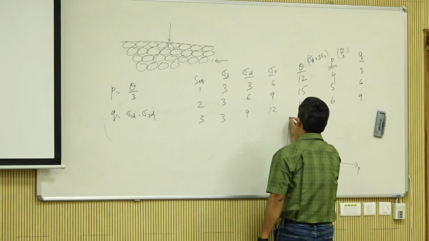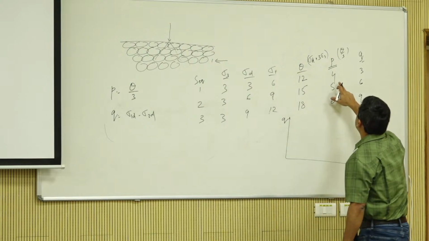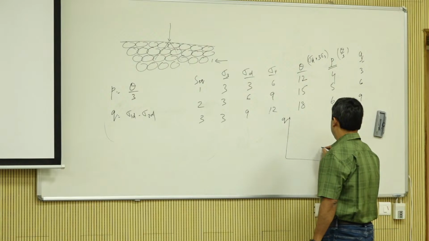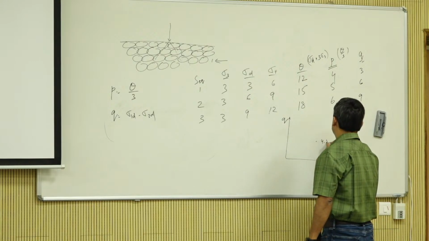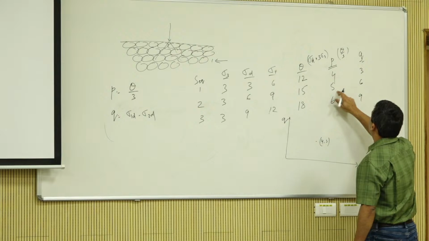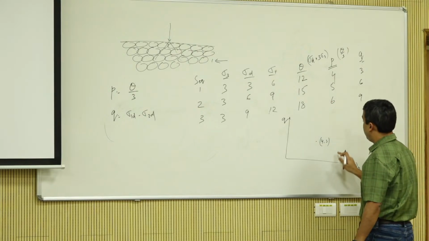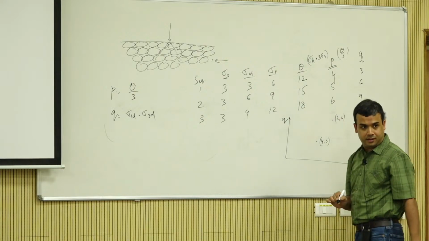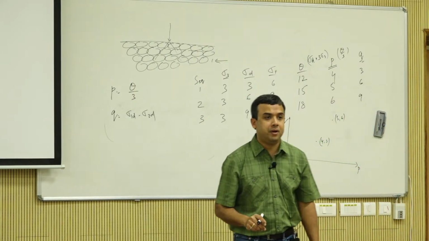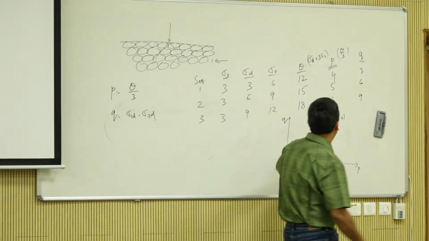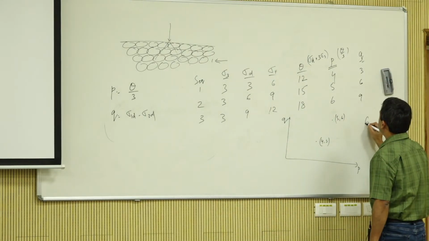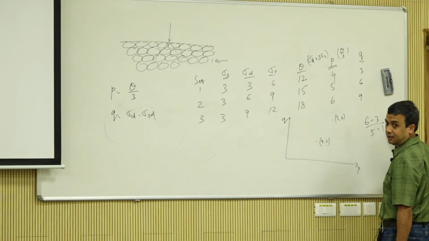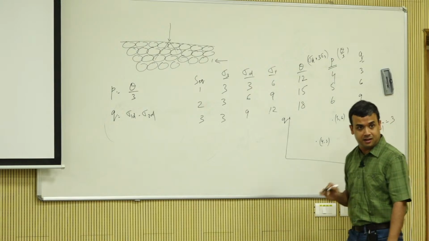P, Q. The first plot is 4, 3. Second plot is 5, 6. So 5 somewhere here, 6 here. Right? Let's find the slope for this line. What is it? 6 minus 3 divided by, what is it? 3. Correct?